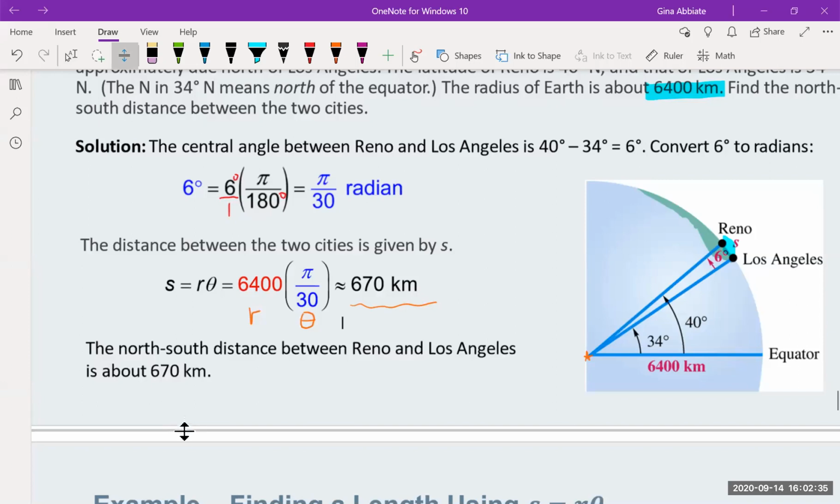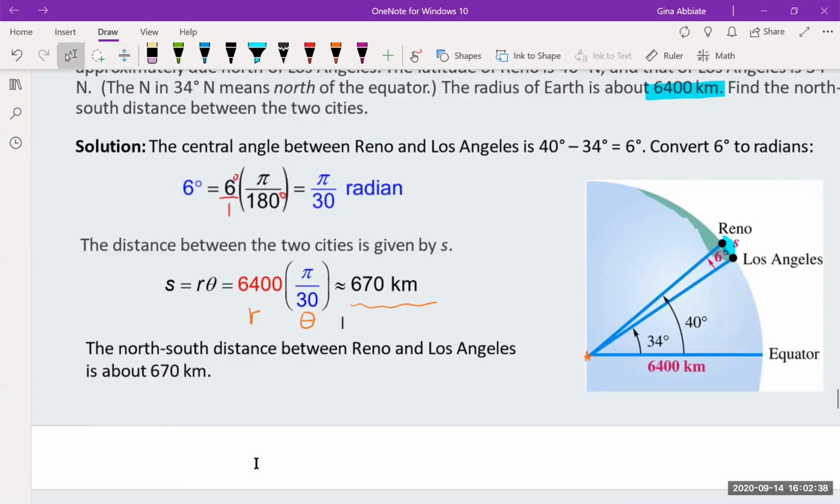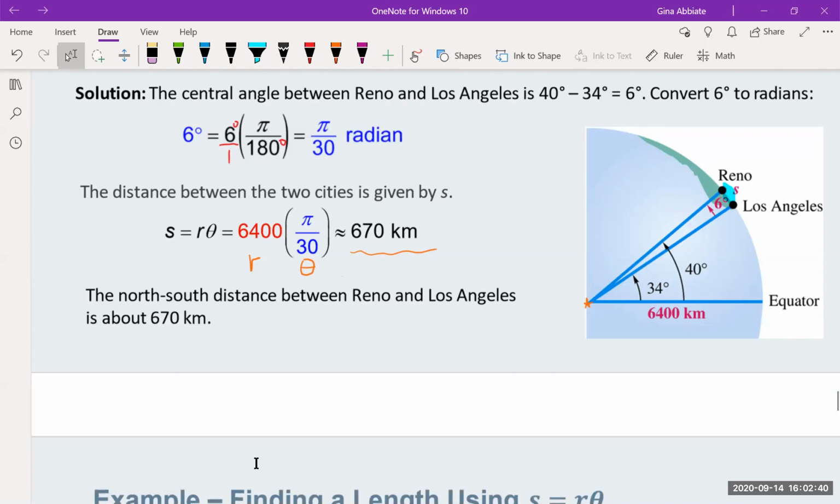So let's change this into miles because that makes more sense to us. We know that 1 kilometer is about 0.6 miles. I know that because if you've ever run or raced in a bike race, a 10K is about 6 miles, approximately. So if we take this number of kilometers and we multiply it by 0.6, we've got 670 kilometers.